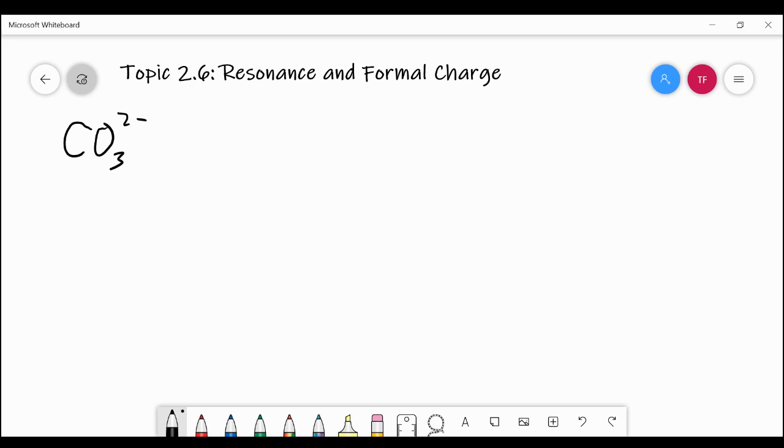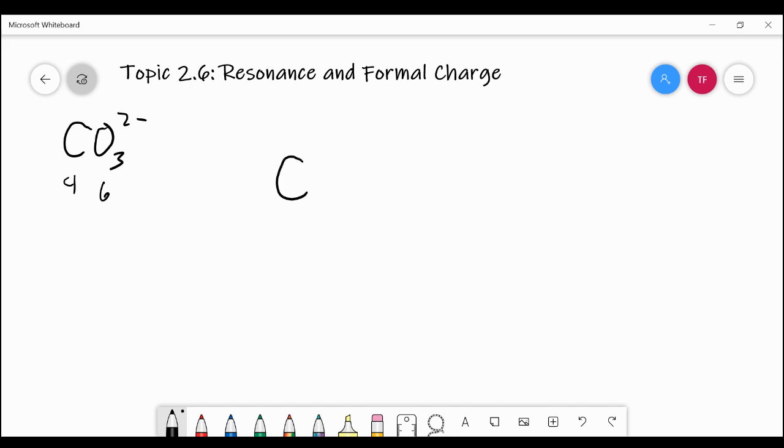First, we're going to draw the Lewis dot structure of this polyatomic ion, which means we need to count up how many valence electrons we have total in this structure. Carbon has 4 valence electrons, and each oxygen atom has 6 valence electrons, and then we have 2 extra because of the charge. So 6 valence electrons times 3 is 18, plus 4 is 22, plus 2 more is 24. So let's go ahead and figure out what this structure is going to look like.